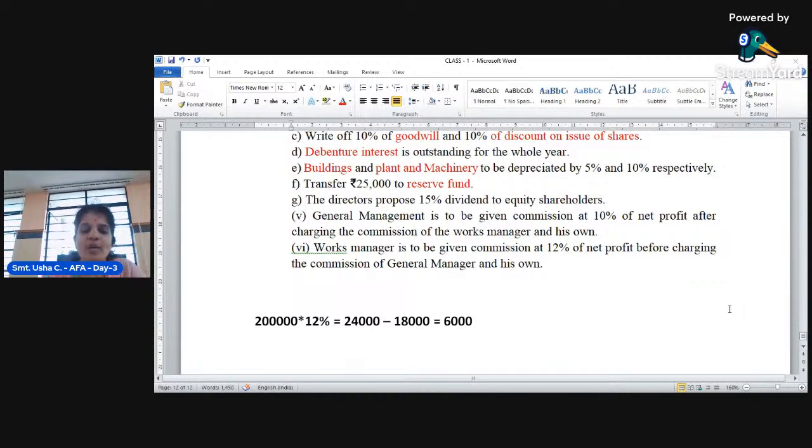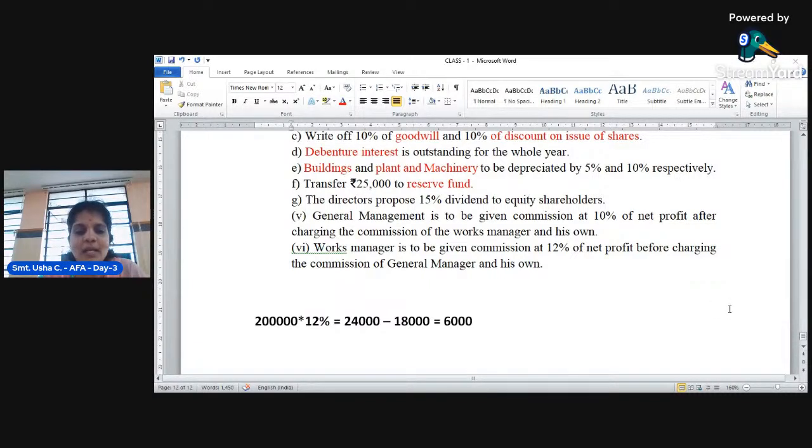But the preferential shareholders, we pay dividend on the preferential capital. They have preferential rights to get payment of dividend and at the time of repayment of capital, but not the equity shareholders. For the equity shareholders, if there is a profit, dividend will be paid. If there is no profit, no dividend will be paid. So always, to the equity shareholders, dividend will be paid on the profit.